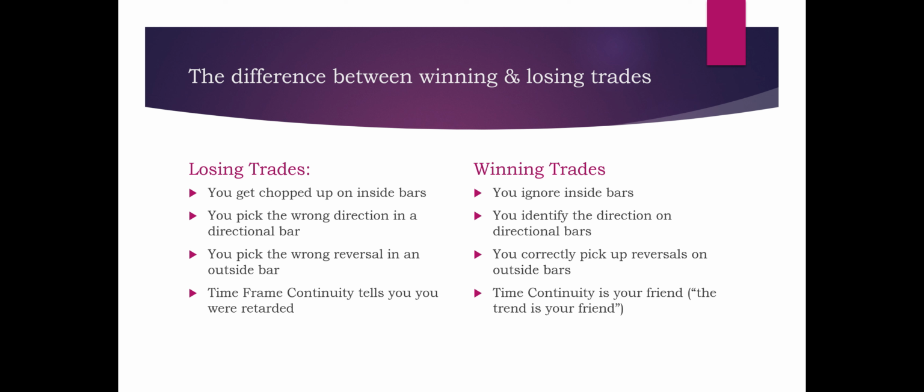So if you get chopped up on a trade, and none of these other things are true, right? It wasn't because one bars just kept happening for 12 days in a row, or you picked the wrong direction on something. You can almost always trace it back to the fact that you weren't paying attention when you were looking at your time frame continuity, right? You didn't have continuity across at least 3 time frames, preferably 4.